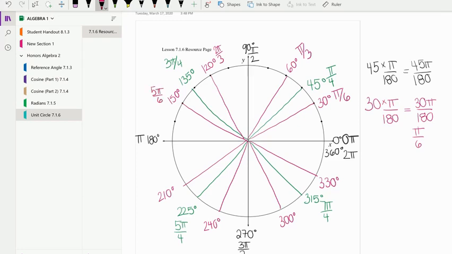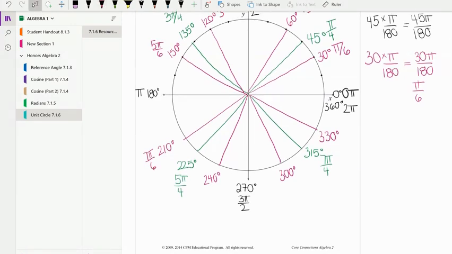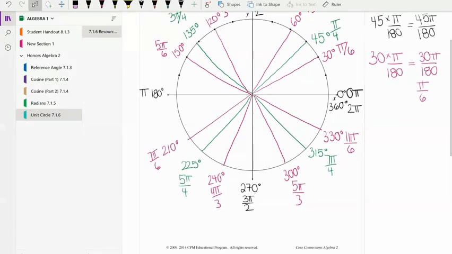The next 30 degrees, which would be 180, would be 6 pi over 6. 210 would be 7 pi over 6. 240 would be 8 pi over 6, which reduces to 4 pi over 3. 270 would be 9 pi over 6. 300 would be 10 pi over 6, which reduces to 5 pi over 3. And then 330 would be 11 pi over 6. And then we end up at 360, which is 12 pi over 6, which is just 2 pi.